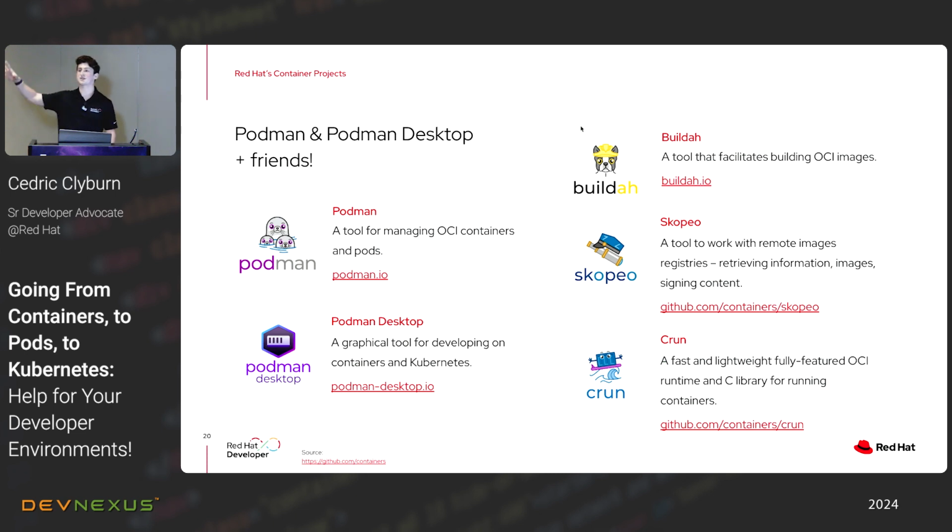Skopeo, say if I've got an image in Docker Hub, I need to pull that and move that somewhere else. I can do that without having to download it to my local machine. I can also compress, do different signing, and crun, which is an alternative to runc that we typically use. So for different edge cases, it has a 50% less memory footprint, which is pretty neat. You can check out the benchmarks online for that.